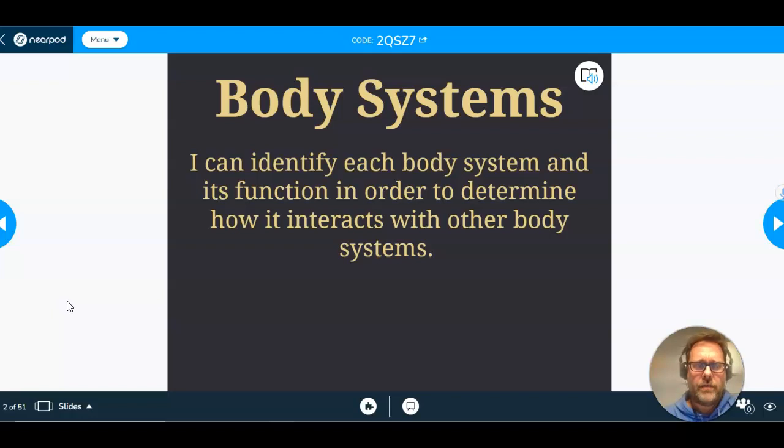And you can see here, I'll have to write this at the top of our anchor charts that you can identify each body system. And you do know what each body system does, so its function. And the reason why you have to do that is so that you can see how it compares to other body systems and how those body systems interact in order to keep us alive.